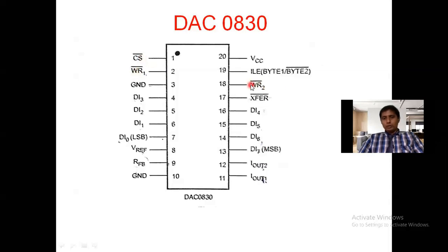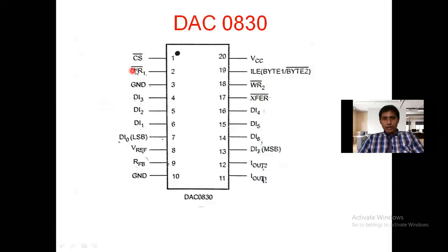Then coming to WR2 bar. WR2 bar is another write bar signal, and this signal is activated with the help of XFER bar. So this WR2 bar signal is activated by using XFER bar. What is the name? It's a transfer control pin. This pin will activate the WR2 bar signal. So whenever WR2 bar is activating, digital data will move from the input latch register to the DAC register. There is a DAC register where the digital data is converted into analog data. So the DAC register receives data only by activating WR2 bar. Whenever WR2 bar is activating, data will move from the input latch register to the DAC register.